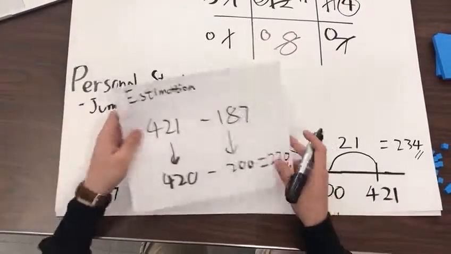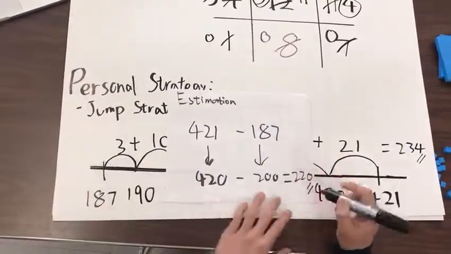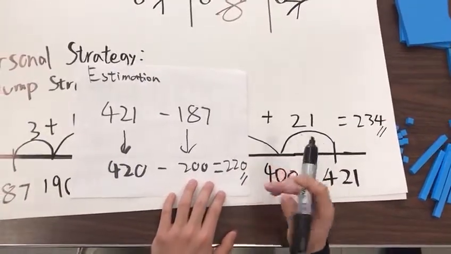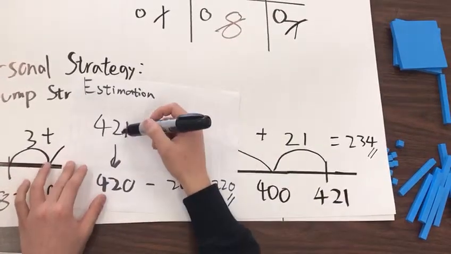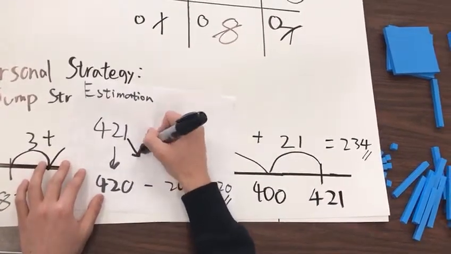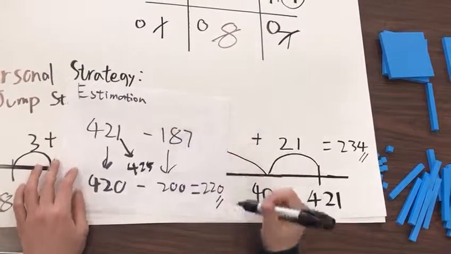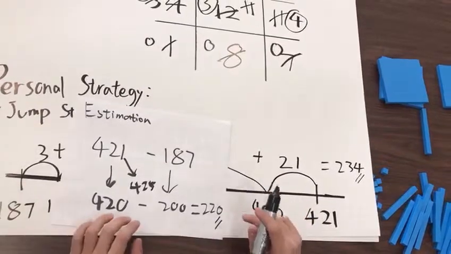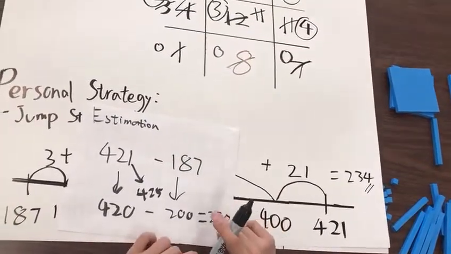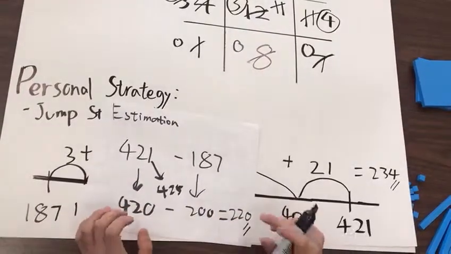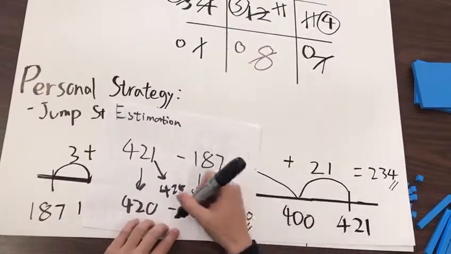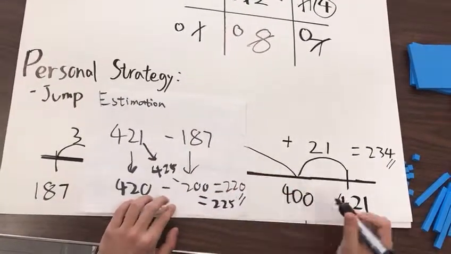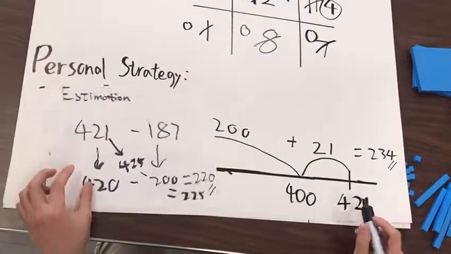Lastly, let's go back to our first estimation. In my opinion, 220 is pretty close to 234. However, we can improve our estimation by rounding 421 up to 425 instead of rounding down by 1. As both of the numbers, 421 and 187, are rounded up, the difference between them will be smaller compared to the previous one. 425 minus 200, and the answer will be 225, which is a closer estimation compared to the last one I did.